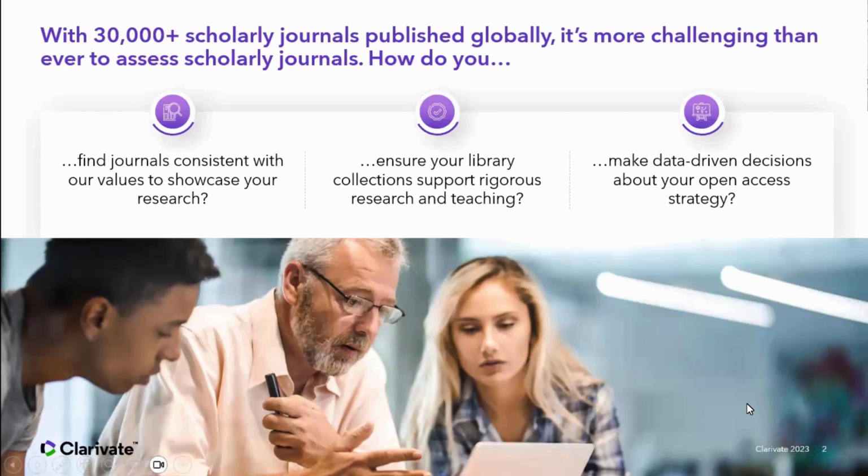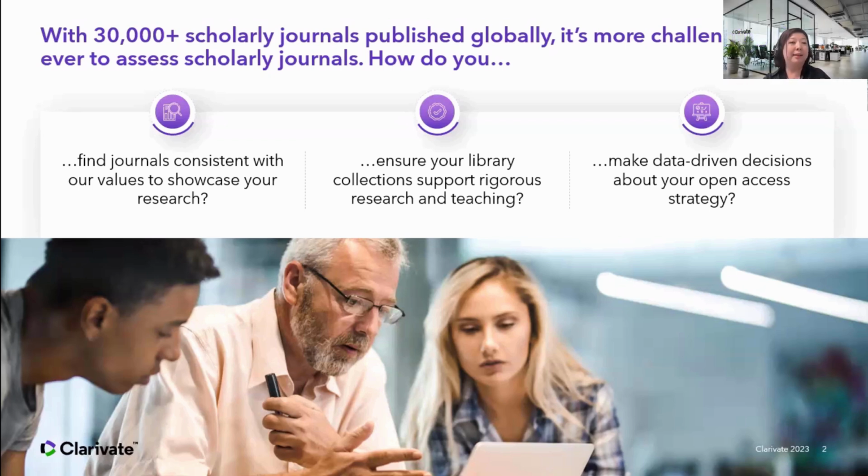So first, I wanted to highlight some of the scholarly research landscape pertaining to the number of journals that are currently out there. When I was back in university, the number of journals was quite much lower. And because of the rise in open access publishing, suddenly there was a spike, and there's always an increase in journals year on year. As of now, we are looking at over 30,000 scholarly journals published globally.